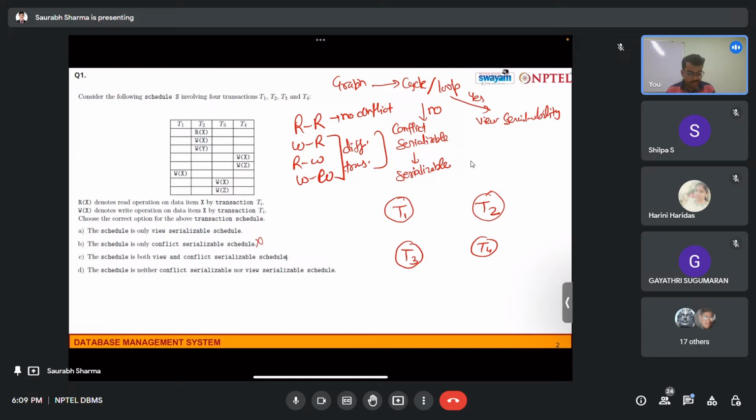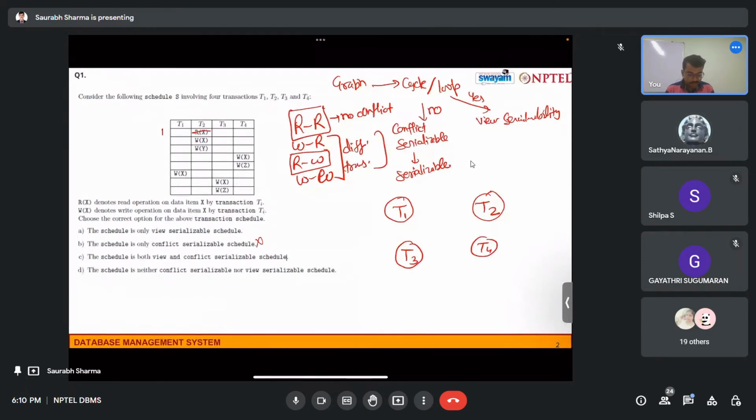Among conflicting pairs, from R to R there will be no conflict. So if we have R on the left-hand side, we have to search for an RW conflict now. Rx is there, on the same data. If X is there within the bracket, we have to search for X in different transactions. So Rx is there, we have to search for Wx in different transactions after this time. Say it is time 1, we have Rx that is executing.